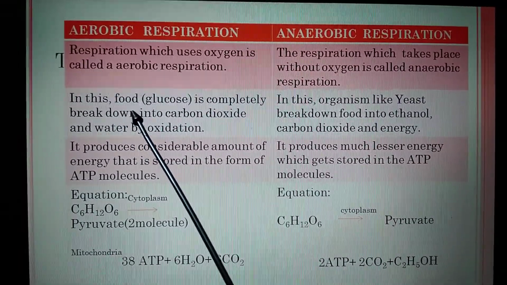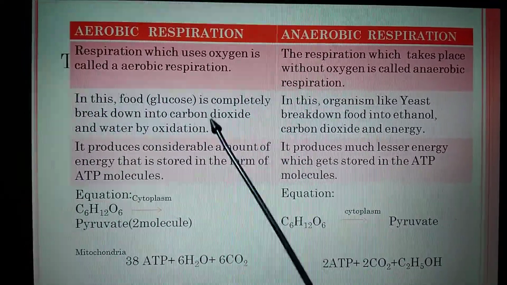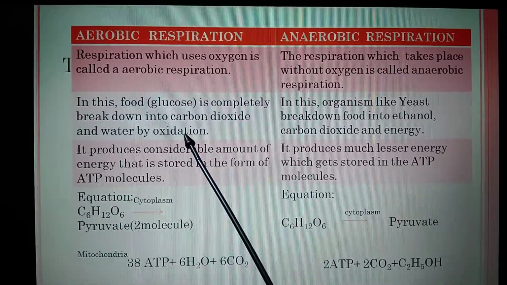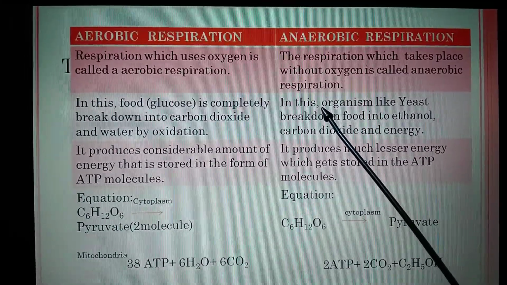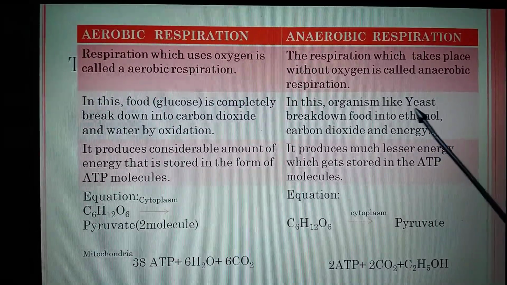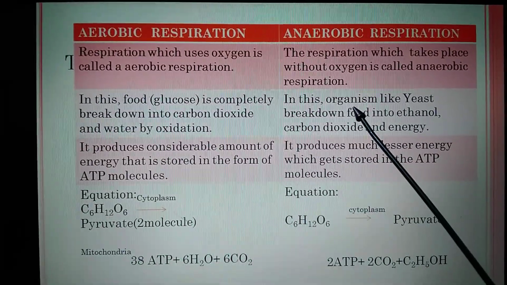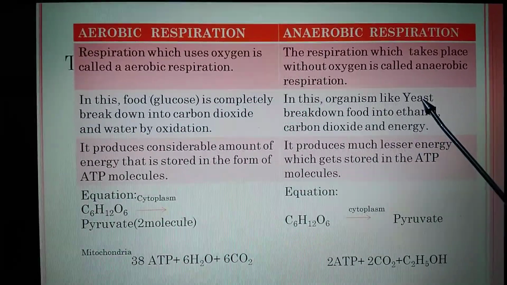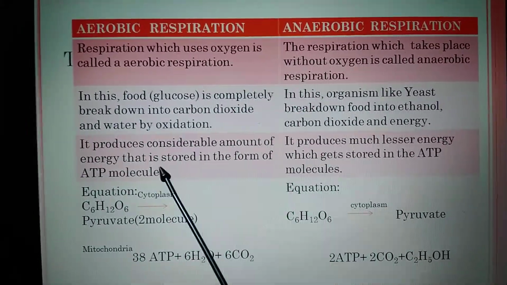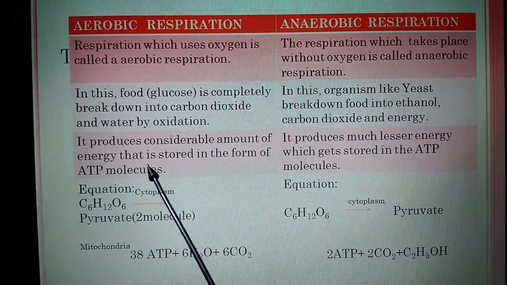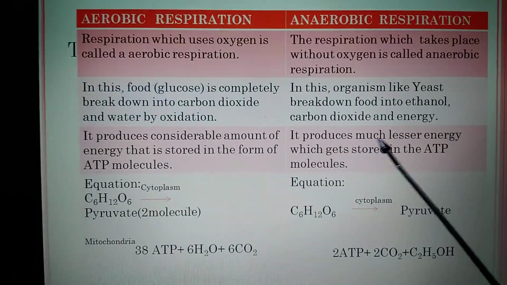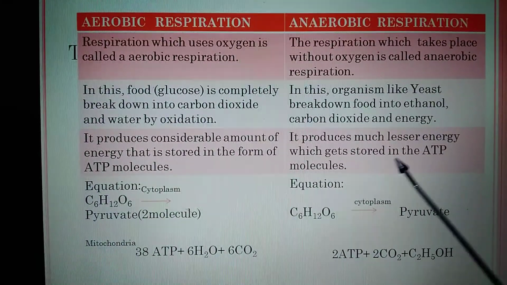In aerobic respiration, food is completely broken down into carbon dioxide and water with the help of an oxidation reaction. Whereas in anaerobic respiration, food is broken down into ethanol, which is the partial breakdown of glucose, and it occurs in organisms like yeast. In aerobic respiration, a considerable amount of energy is formed in the form of ATP. Whereas in anaerobic respiration, very little energy is produced and stored in the form of ATP.